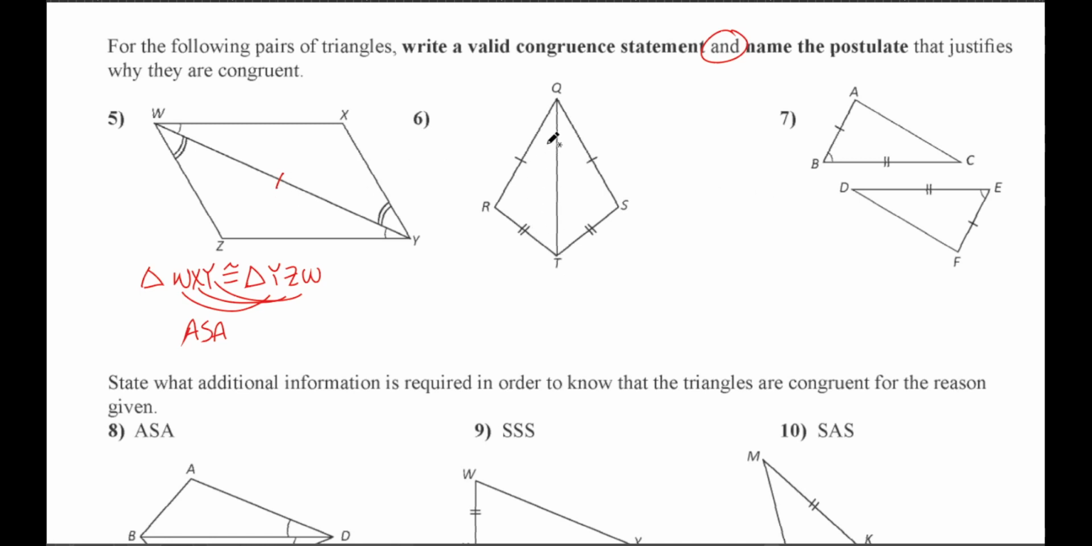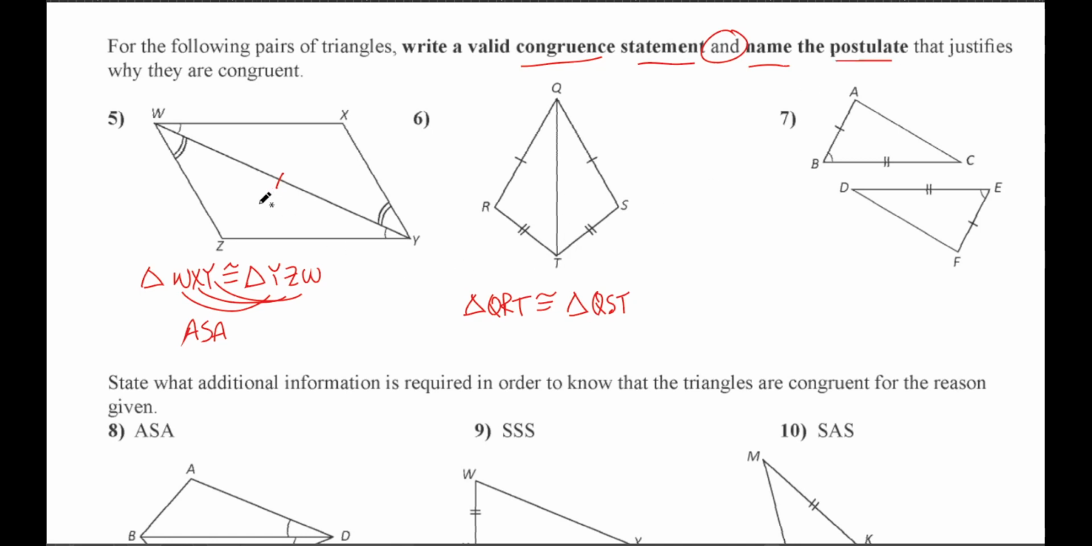All right, so here we go. What do you want to call this one? Let's go QRT. Now, you could call this left triangle anything you want with those three letters, right? It doesn't matter what order you put them in. I just decided to go QRT. So if I go QRT on this left triangle, what am I going to go on this right triangle? QST. That's good. So we got the first part. That's the congruence statement, right? Those two are congruent to each other. Now we got to do the second part. We got to name the postulate.